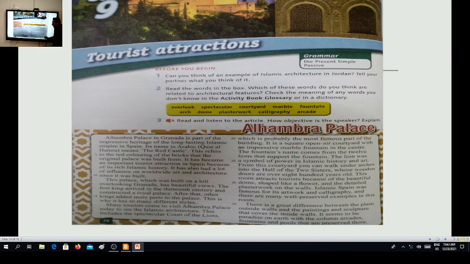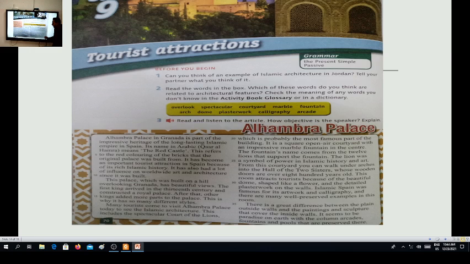The first word is overlook, spectacular, courtyard, which means an area in a place that people visit. This is a courtyard. Marble, a very hard stone, which is used in Islamic destinations. Even in our houses, we use marble, a stone, al-rukham. The fountain is a design that brings water from its mouth or something.